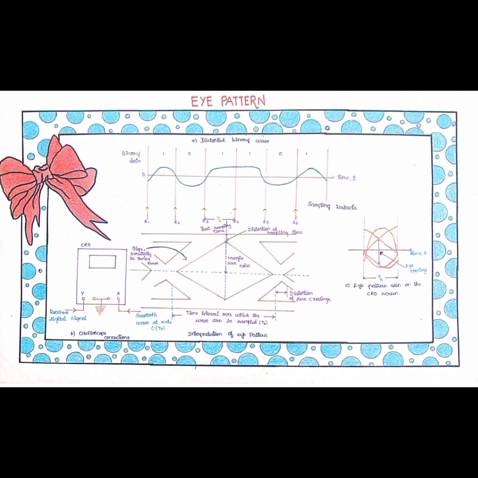Another important aspect is the crossing points, the places where the signal transitions from low to high or high to low. Ideally, this point should be consistent. Variations here show timing errors.